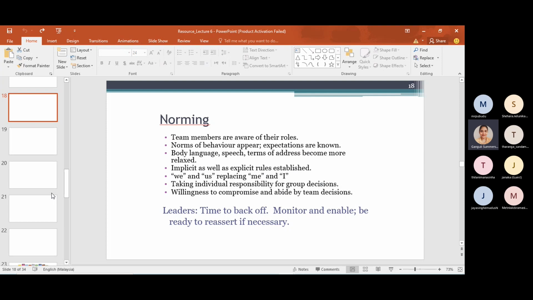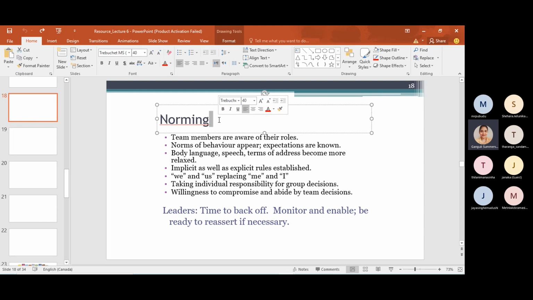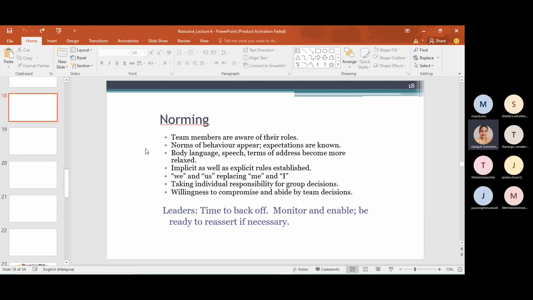When you come to the norming stage, you have already passed two previous stages. So team members are aware of their roles, because now the team members have already passed two stages, right? So now team members are not new anymore. Now they are aware of the roles that they are supposed to do.